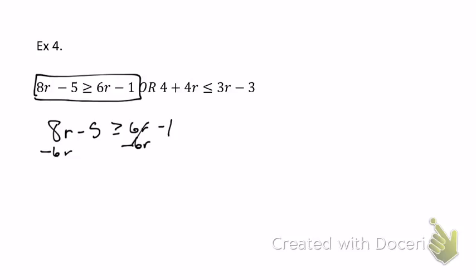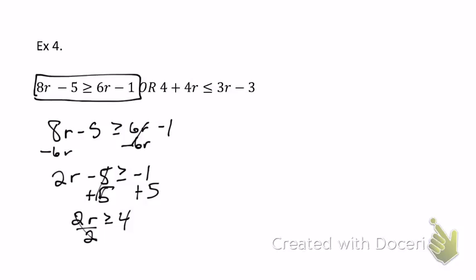6r minus 6r is going to be 0, greater than or equal to negative 1. We got negative 5 still. 8 minus 6 would leave us with 2r. Now I need to get r by itself, so I'm going to next add 5 to each side. Negative 5 plus 5 is going to be 0. We're left with 2r greater than or equal to 4. Now I need to divide by 2 on each side of the inequality. We're left with r is greater than or equal to 2.